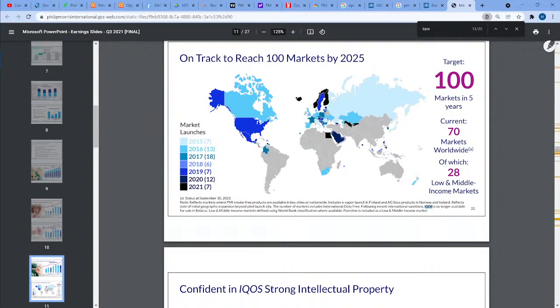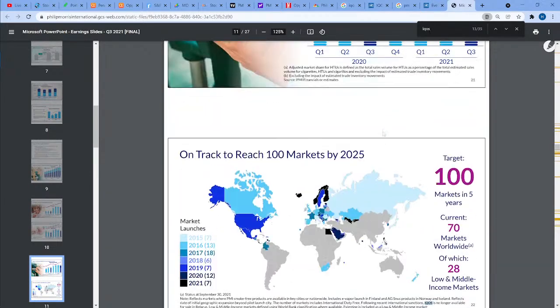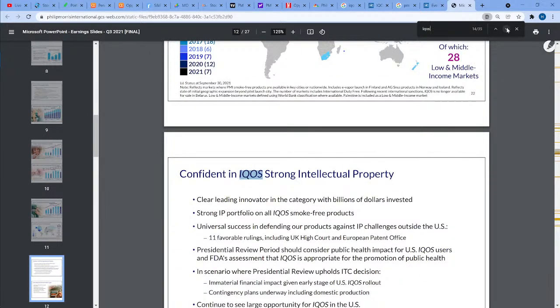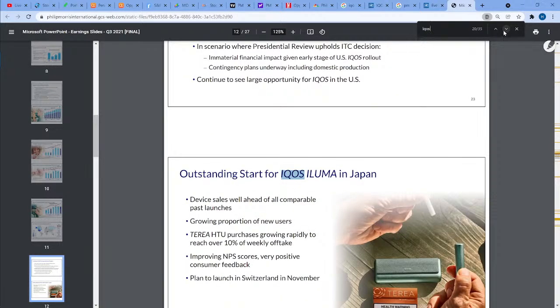On track to reach 100 markets by 2025. Confident in IQOS, strong intellectual property, clear leading innovator. Presidential review period should consider public health impact for U.S. IQOS users and FDA's assessment. Continue to see large opportunity for IQOS in the United States.